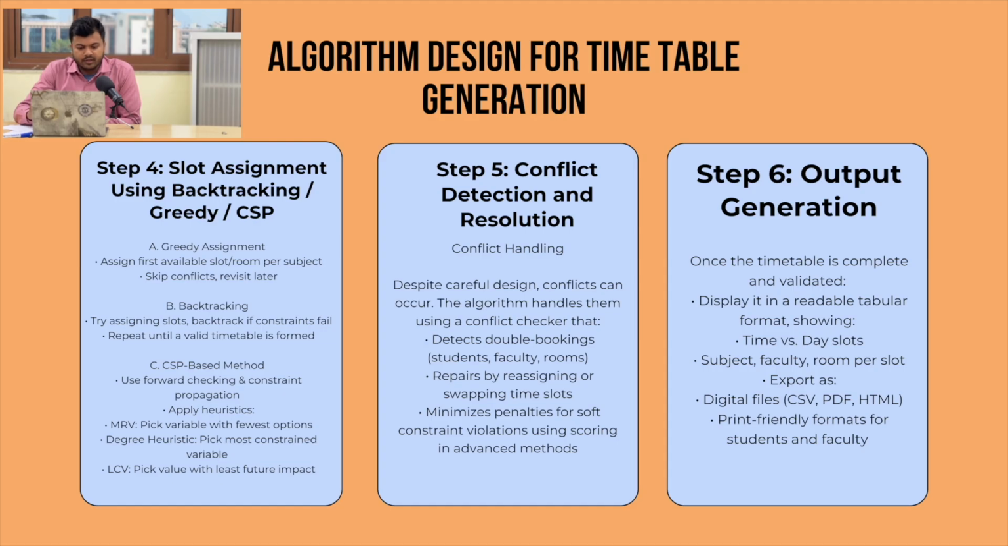We use the CSP. In the CSP, there are two steps. First is forward checking, and the second is constraint propagation. And we also apply heuristics with MRV and LCV.